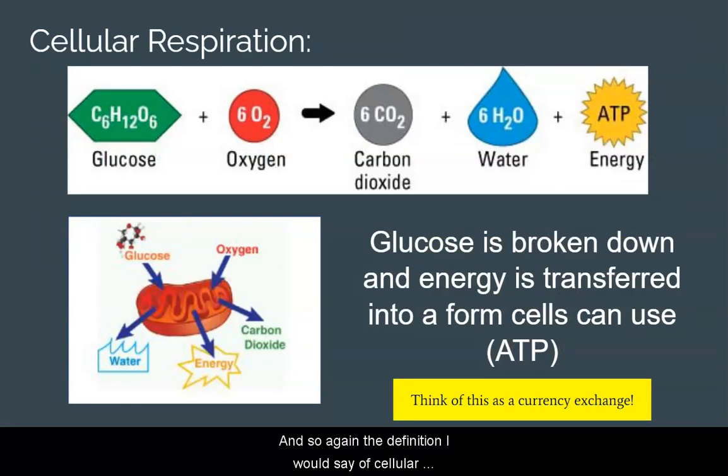And so again, the definition I would say of cellular respiration: glucose is broken down and the energy is transferred into a form that cells can use. I say that because glucose has energy stored inside of it, but at that point in time, it's not really something that the cell can use. It has to be processed and broken down into something called ATP. I'll explain a little bit more about that in a minute. But ATP is like the usable energy source for our cells.